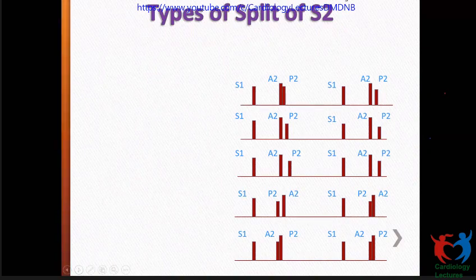Now types of split. Again, it is the same thing given in this form. There's one question: if in TOF, RV and LV ventricular pressure comes down the same, then aortic pressure is 80, the PA crossover is S2, a wide S2 split should be there. No, a wide S2 split will not be there. The reason being that in TOF there is a VSD.